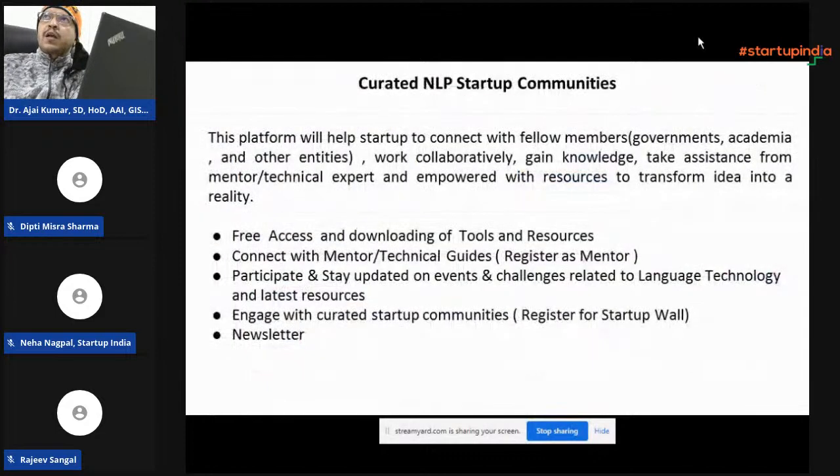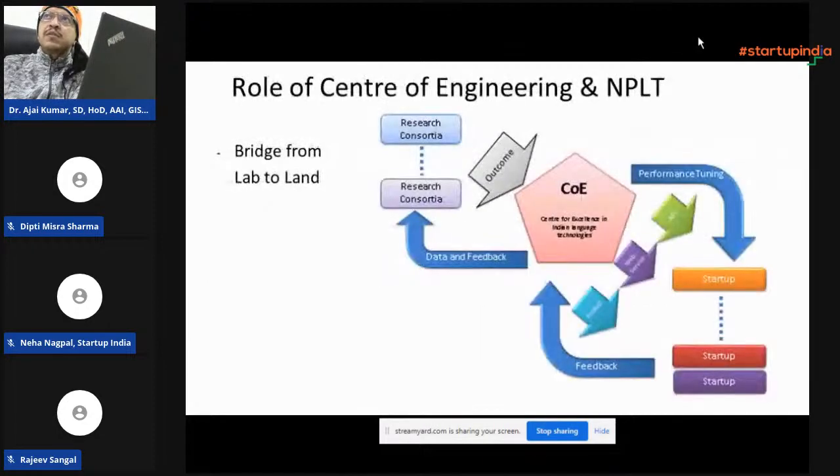Next. So basically, just to summarize, the community thing we are looking at is that we give free access to the tools. We have the mentor and the technical guides to help you. And then we ensure that the community of the startups and the Indian language developers stay together and engage more in things like making standards and all that.